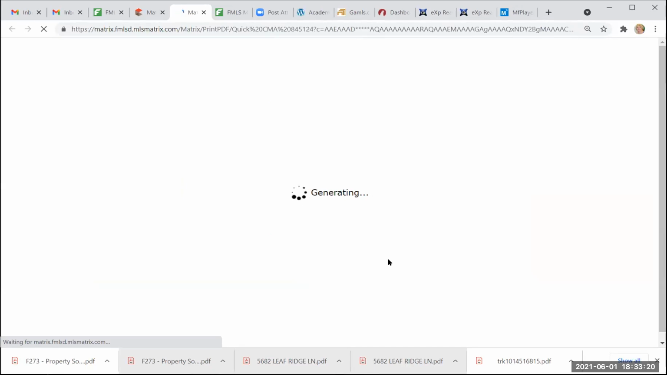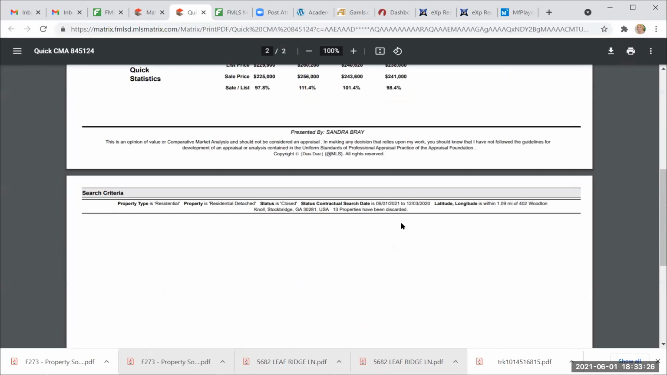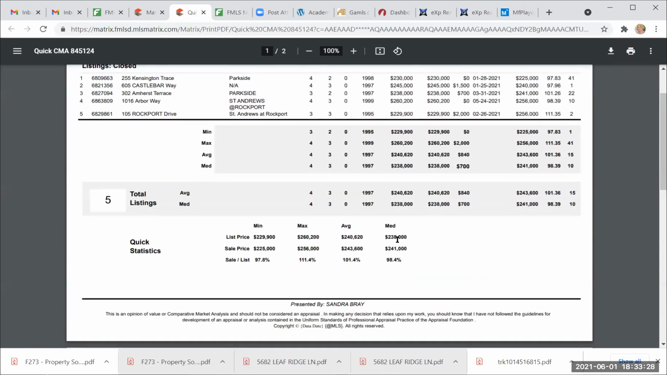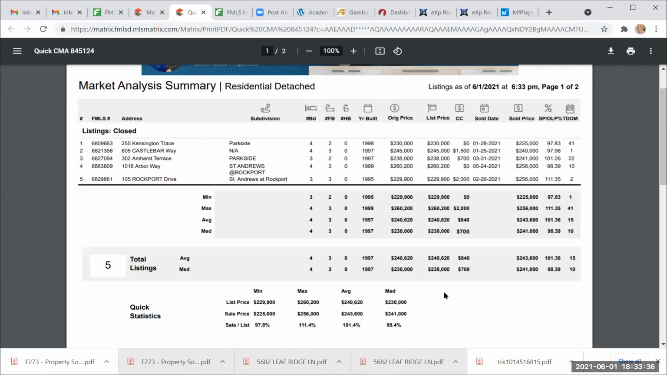What's the main difference between those two, quick CMA and CMA? Well, right here, the quick CMA just puts them on one page for you and gives you some averages. It gives you some idea: minimum, maximum, average, median. Just gives me some idea.